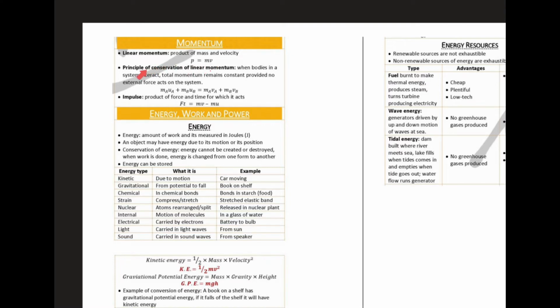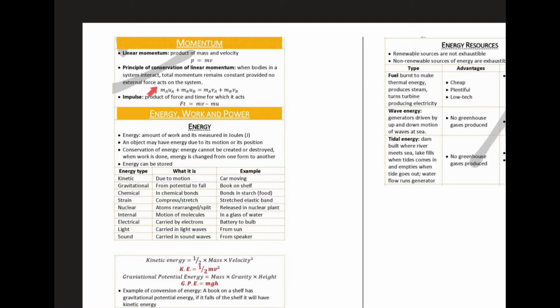Then we have the principle of conservation of linear momentum. When bodies in a system interact, total momentum remains constant. For example, when two bodies collide, the total momentum remains the same, provided no external force acts on the system.